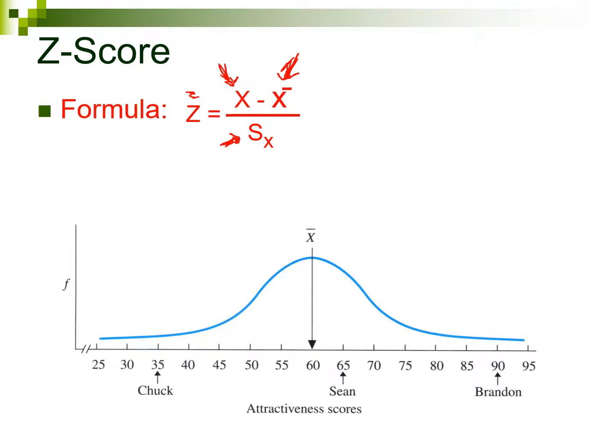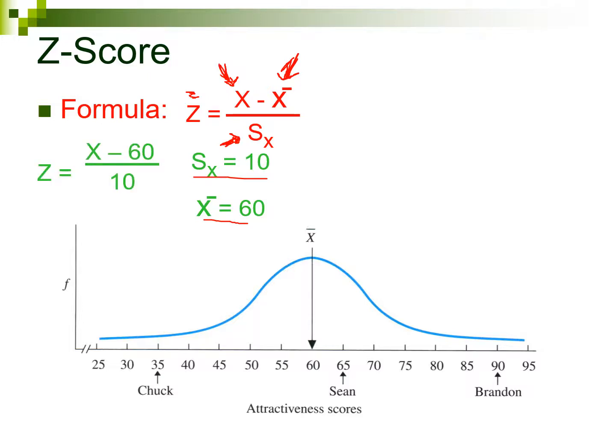Again, we're going to use the example we've been looking at throughout this PowerPoint so far. To actually calculate the z-scores for these raw scores for Chuck, Sean, and Brandon, we're going to need to know the mean and the standard deviation of the distribution. And this is the type of information that you'd be given on the exam. So you'd be told, in this distribution of scores, the sample mean is 60, and the sample standard deviation is 10. Chuck, Sean, and Brandon have these corresponding raw scores. Find the z-scores for those raw scores.